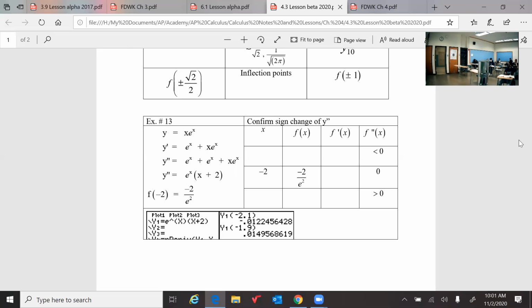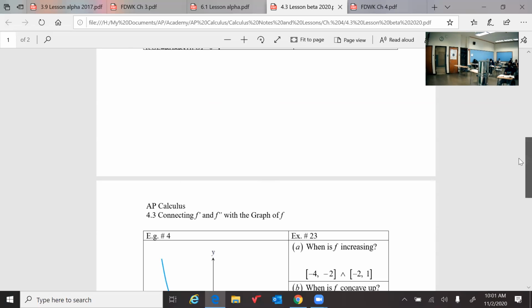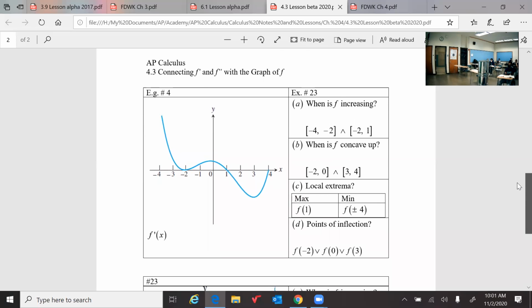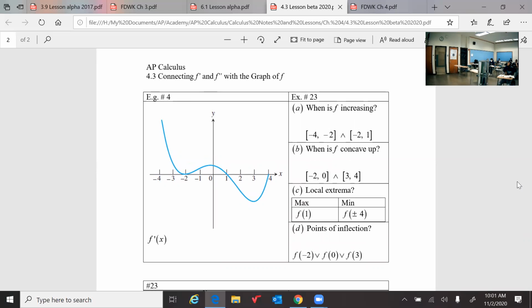So I'm looking at example 4. This is a picture of the derivative. That's f prime of x. And it asks you, when is the parent graph increasing? Well, the parent graph is increasing when the derivative is above the x-axis. Yes, we know that. That's a pretty user-friendly question, okay? From -4 to 1.